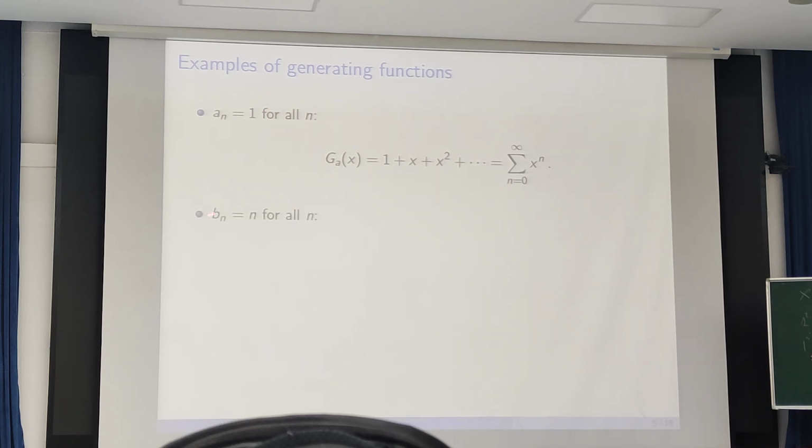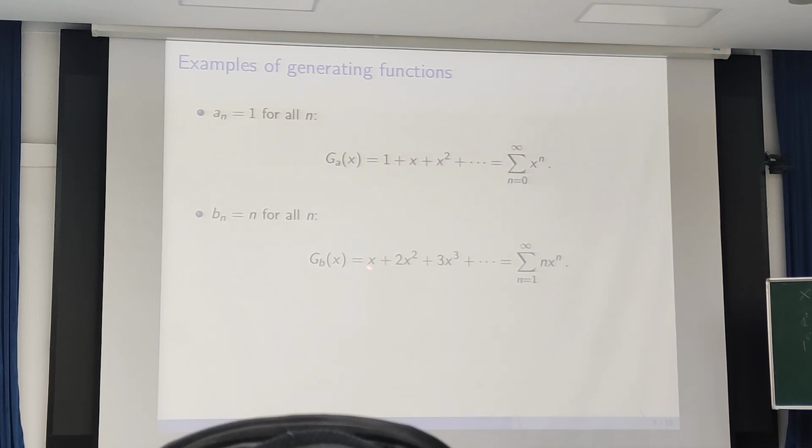So if, for example, the second sequence that we consider is the sequence where the nth term is n itself, then we get this series, and we can write it with a compact notation using the summation notation here.